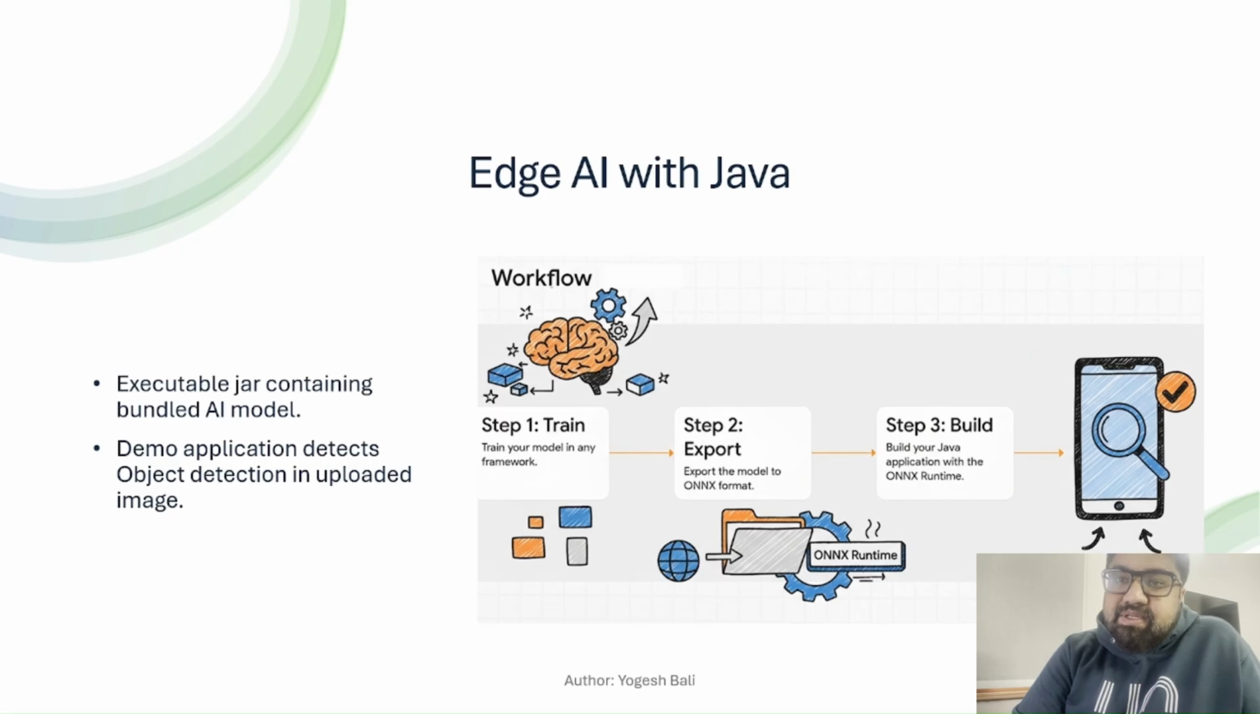Say for example, I want to install this object detection application, which detects objects in an image, in a camera. Then my camera only needs to have a Java runtime, so that it can process the Java application. I will just place this executable jar on the storage of this camera device, and it will run the AI model locally without internet, offline. Let's see how I can do that.